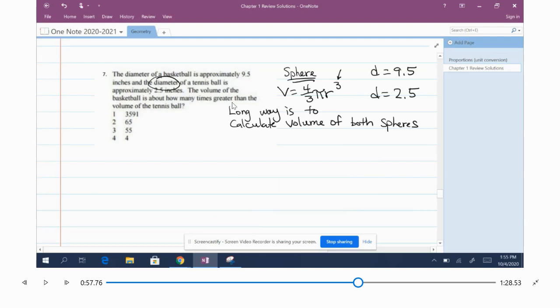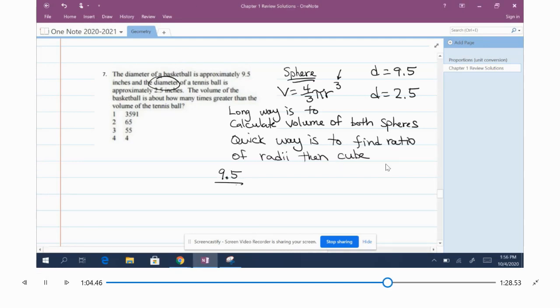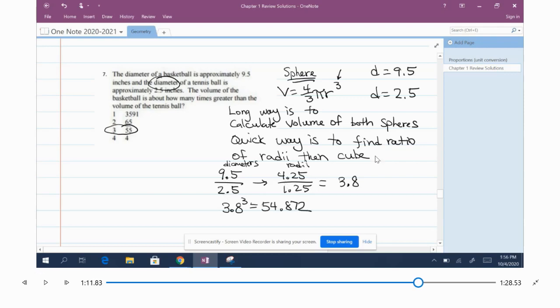Okay. Now, there's a quick way to do this and a longer way. I'm assuming we haven't taught you yet how to perform the shorter way. So we haven't covered similarity yet, so I don't expect anybody would know how to do that. I will show the quick way. The diameters have a ratio of 9.5 to 2.5 or 3.8 to 1.